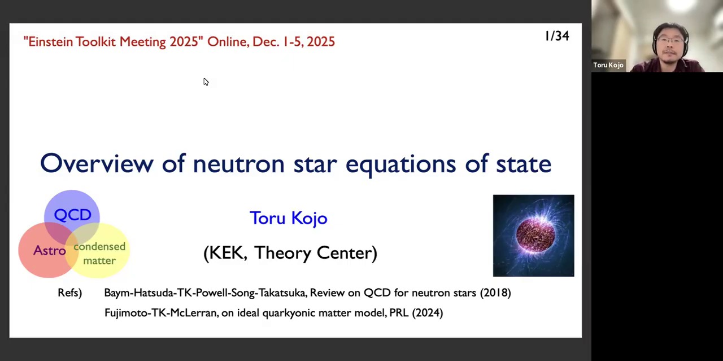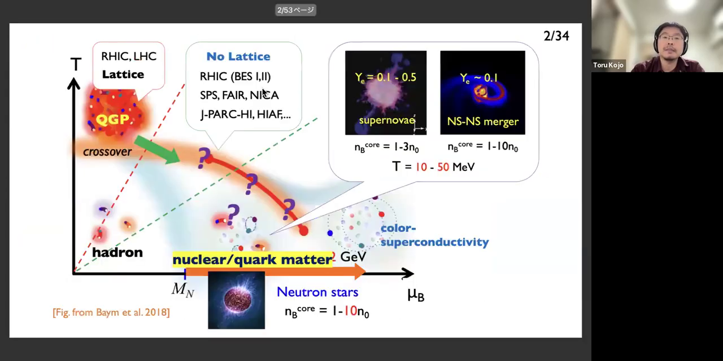And today I'm going to speak about the equation of state of a neutron star from the viewpoint of quantum chromodynamics, QCD, as a theory of strong interactions. So let me begin with one of the motivations to study neutron stars. This is a phase diagram of QCD, whose phase structure we want to determine.